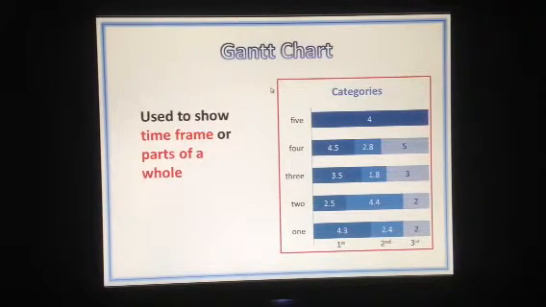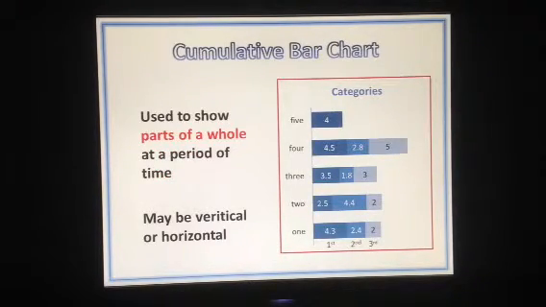Gantt charts are another type of bar chart, and they're used to tell time frames or parts of a whole. Now, you could have different categories and show different values within that category that are part of a whole. Or you can also show time changing. The cumulative bar is used to show parts of a whole. And horizontal or vertical ones can be used either way.